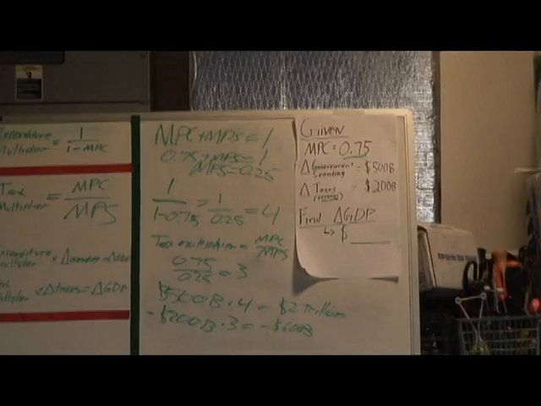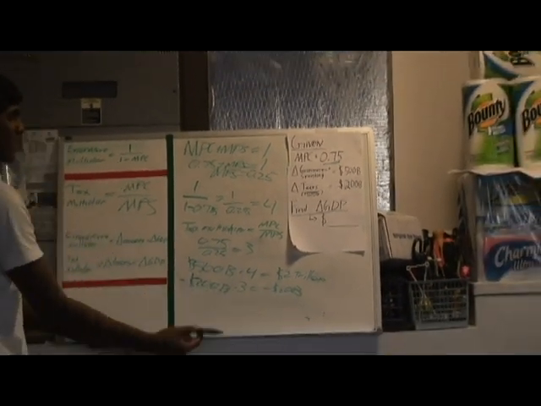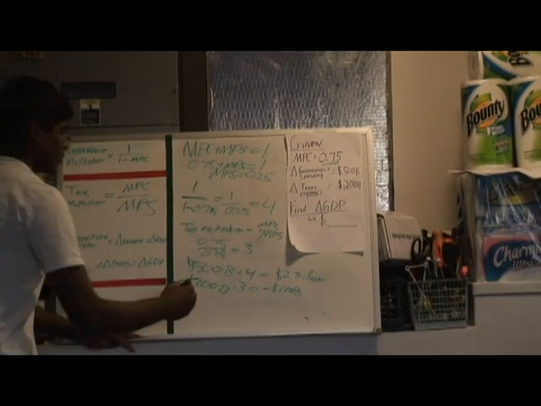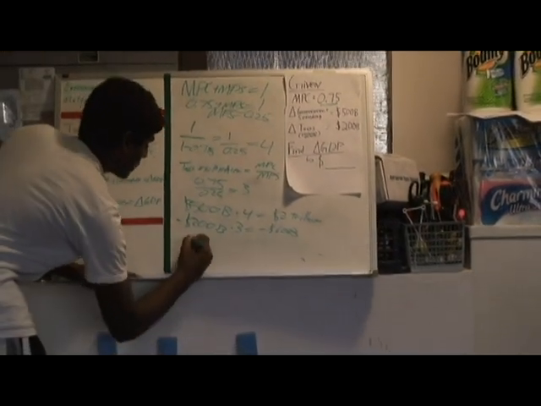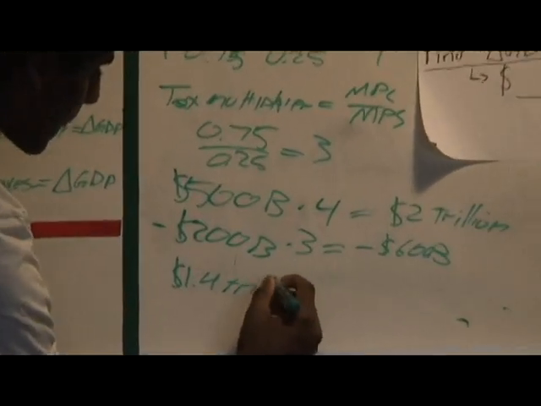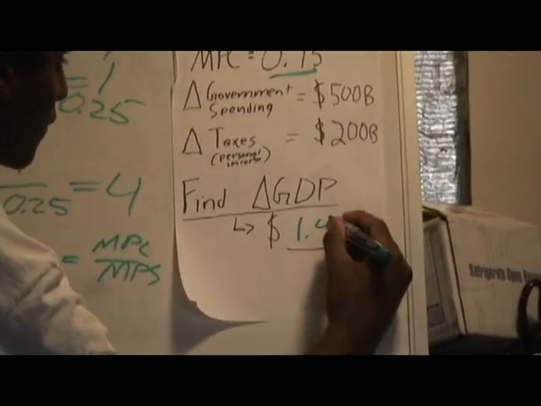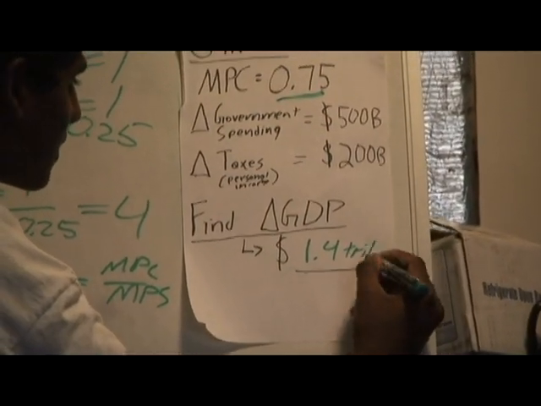Now, to find our total change in GDP, we have 2 trillion and negative 600 billion. We just add those two together, 2 trillion plus negative 600 billion, and we get $1.4 trillion.